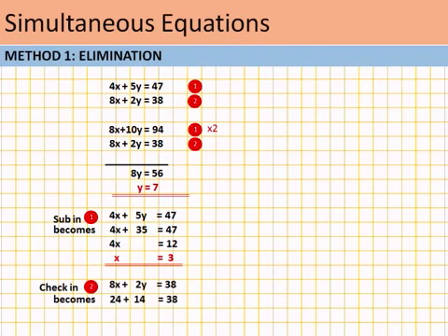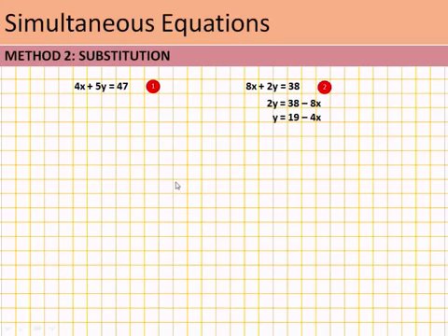Well, let's just check that out. We know that it works in equation 1 because we used equation 1 to work it out. But if we put those numbers into equation 2, 8x plus 2y equals 38, 24 plus 14 does equal 38.